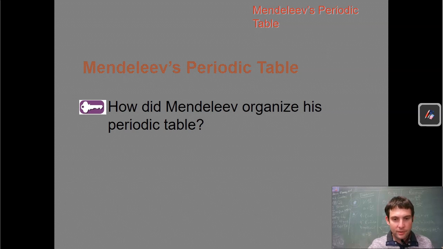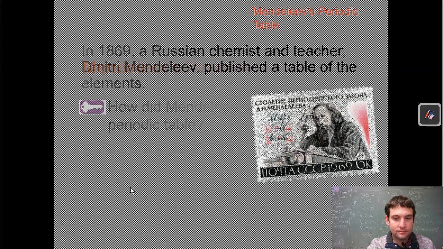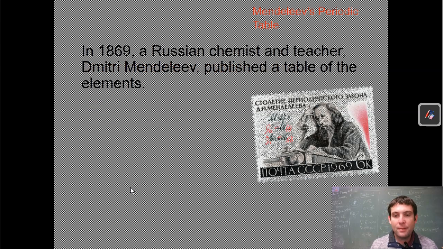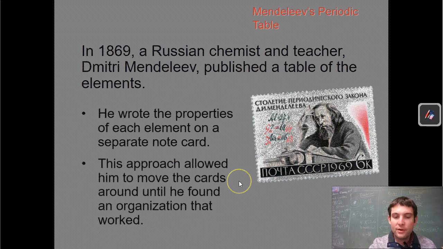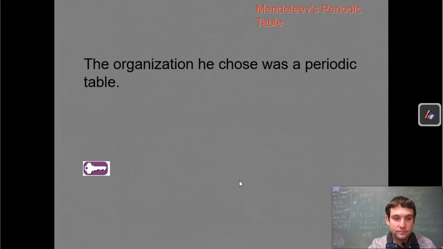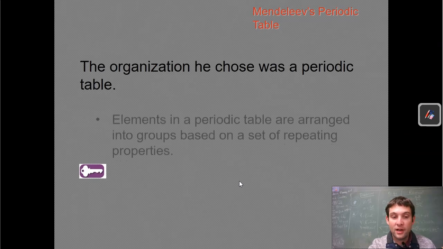Mendeleev's periodic table. How did Mendeleev organize his periodic table? In 1869, the Russian chemist and teacher Dmitry Mendeleev published a table of the elements. He wrote the properties of each element on a separate note card. This approach allowed him to move the cards around until he found an organization that worked. The organization he chose was a periodic table.